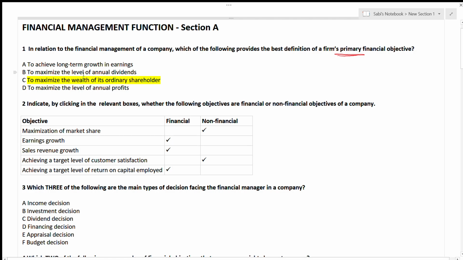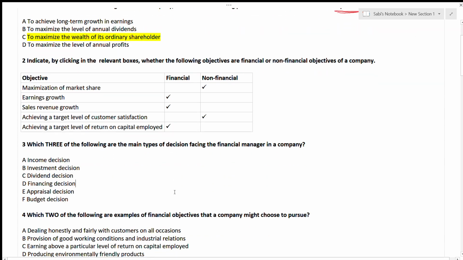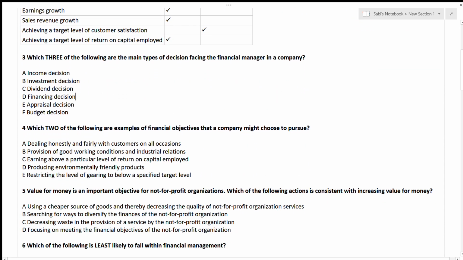Now let's go to 3. Which 3? Now you have to pick 3 of the following that are the main types of decision facing a financial manager in a company, right? There are only 3 decisions. One is investment decisions.